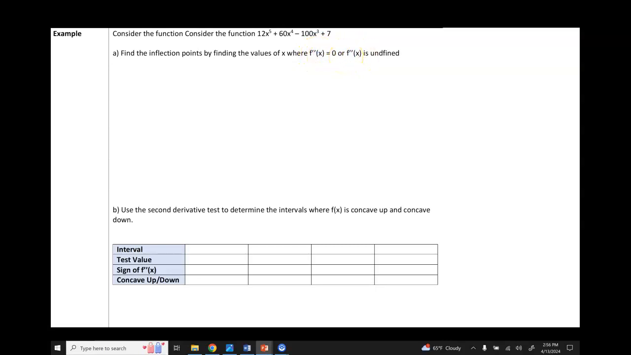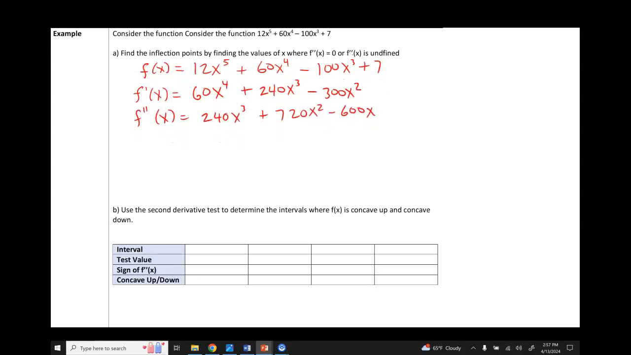So first, let's just find the second derivative. Now, we're going to be using the power rule, and I'm not going to spend too much time since we've done this before many times, but we have 5 times 12 is 60x to the fourth, 4 times 60, and so on and so forth. For the second derivative, 4 times 60 is 240x cubed, 3 times 240 is 720x squared, 2 times negative 300 is negative 600x. That is the second derivative.